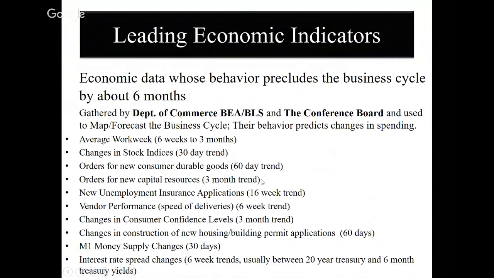Orders for new capital resources. I'm referring to restaurant equipment, factory equipment, construction equipment, and the like. These are finished capital resources that are basically the business analog of consumer durable goods and services. If you start seeing more orders for construction equipment, more orders for fleet vehicles over 3 months, businesses are spending money because they need the equipment to do stuff. That means spending is rising.